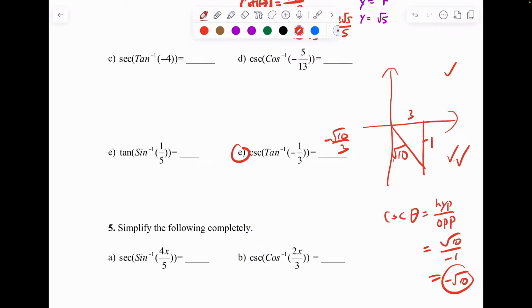Wait, why does it take the one? Because it's y over x. No, that makes sense. So negative square root of 10. You got positive square root of 10, right? No, I said negative square root of 10 over 3. Okay, good. You're better than me. I have the answers from last time, but I thought you did.